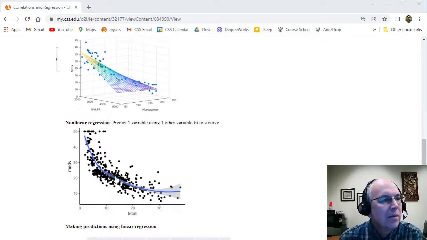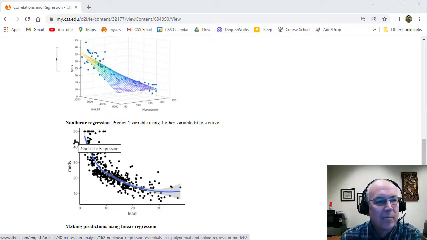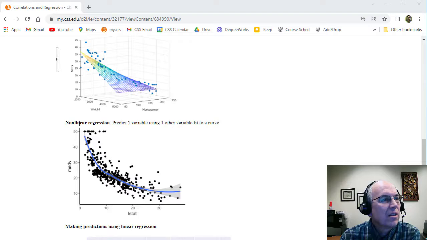Now, sometimes our relationship is nonlinear. This looks more like a curve. We can do linear regression here, but it may not be the best estimate. So there are times where we want to do a nonlinear analysis. Again, this gets a little more complicated because we often have to limit ourselves to what kind of curve. So I have to guess what kind of curve this is and then do a nonlinear analysis with curves of that type. We're not going to get into nonlinear regression here, but just know that it exists. In this example, we're just predicting one variable using one other variable, but we're fitting it not to a line, but to a curve.